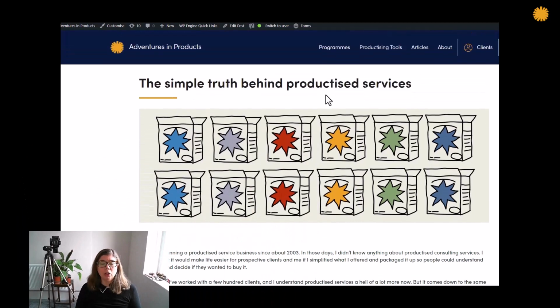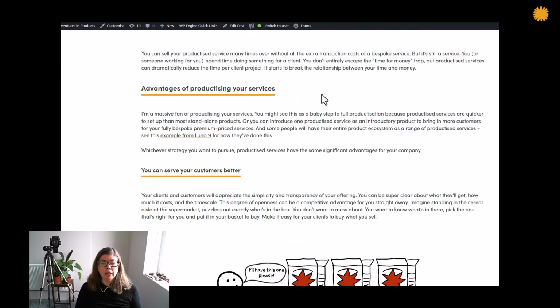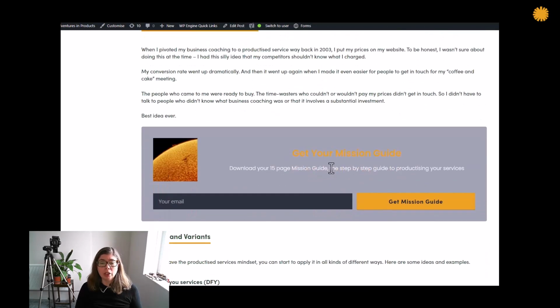Now, this is my article about productized services. It's a big article, lots of information about productized services. And within that, I've got a lead magnet, which is a content upgrade. So within that, I offer a mission guide. Download your 15-page mission guide, the step-by-step guide to productizing your services. People put their email in and they get their mission guide. The mission guide gives you a lot more information about how to implement productized services. So it takes it to the next step.